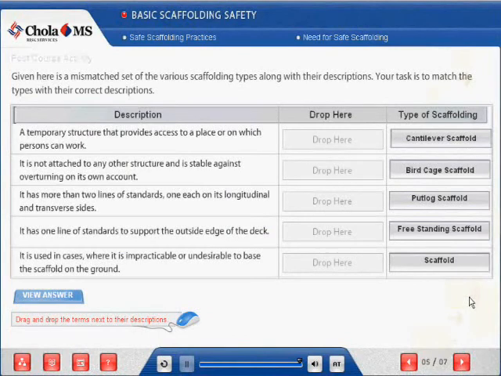Let us now check our understanding of scaffolding. Given here is a mismatched set of the various scaffolding types along with their descriptions. Your task is to match the terms with their correct definitions. Drag and drop the terms next to their descriptions.